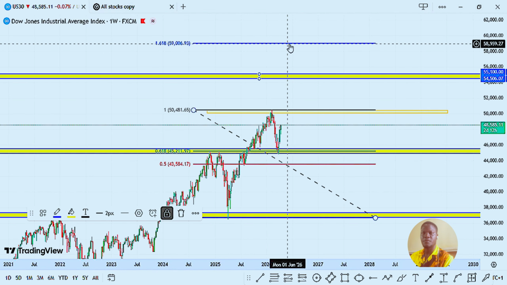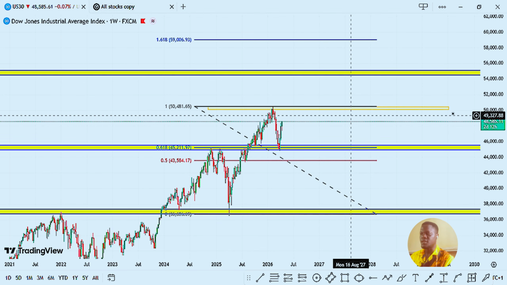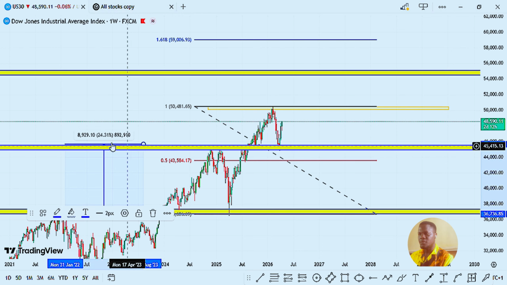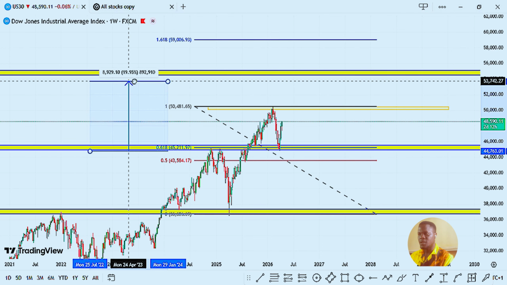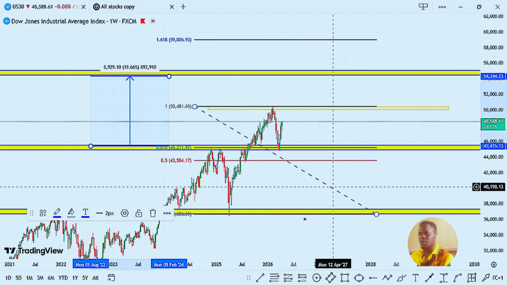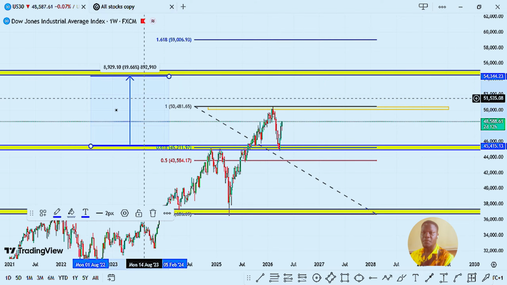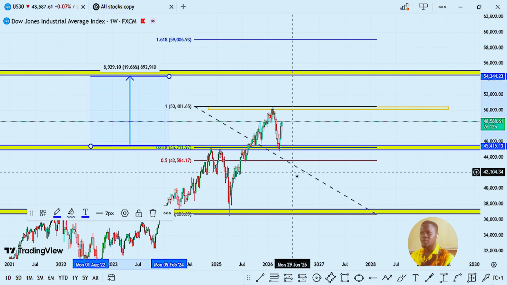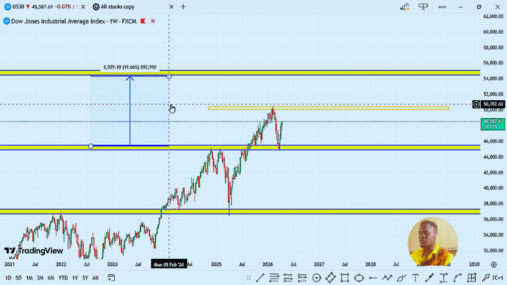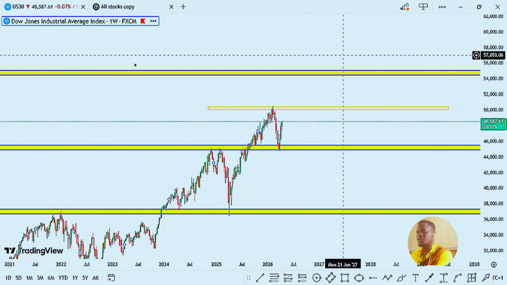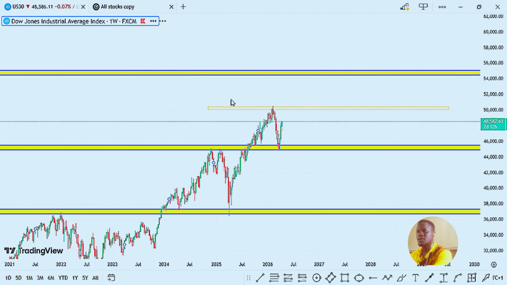If you are able to clear out this level of 55,000, that means we are coming down to this 59,000 extension zone. How do I know that? If you plot this level, we get an equal distance somewhere here. So my overall profit target is at 55,000. Now let's go to a lower time frame and see how we can possibly find further trading opportunity on this US30.